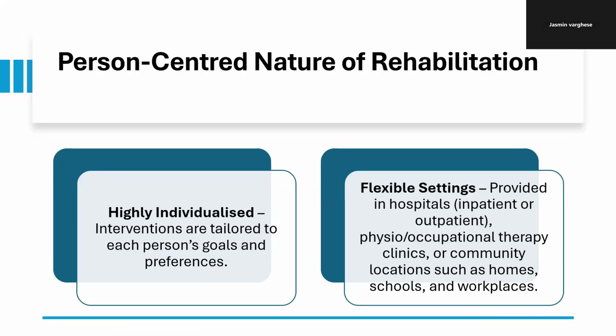Basically, the nature of rehabilitation is person centered. That means it is highly individualized. It must focus on the person's goals and preferences. Also, we have to select flexible settings based on the situation of the patient. It might be a hospital, especially inpatient or outpatient, physio and occupational therapy clinics, or community locations such as homes, schools, and workplaces. So basically, rehabilitation is person-centered in nature. That means we have to focus on the individual. We have to put the patient in the center of care while planning rehabilitation interventions.